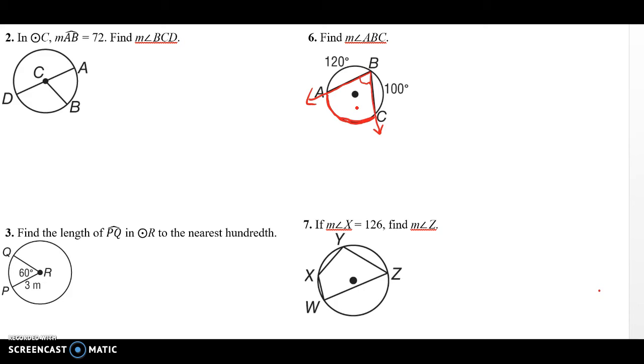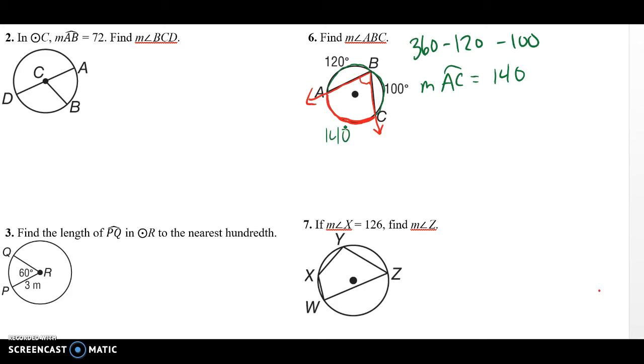And we see right here we're given that this part of our circle is 120. This part is 100. We know that the whole circle is 360 degrees. So if we do 360 minus 120 minus 100, we'll find that the measure of arc AC is equal to 140. Okay, so this right here is 140.